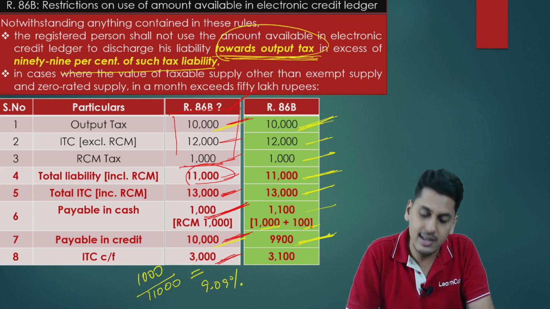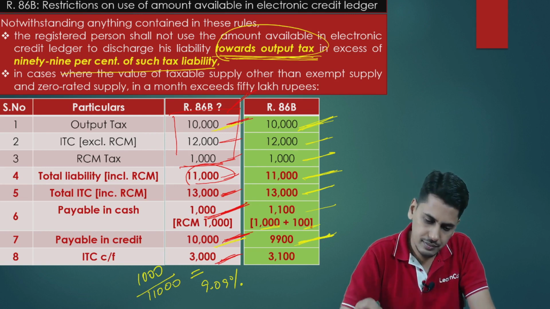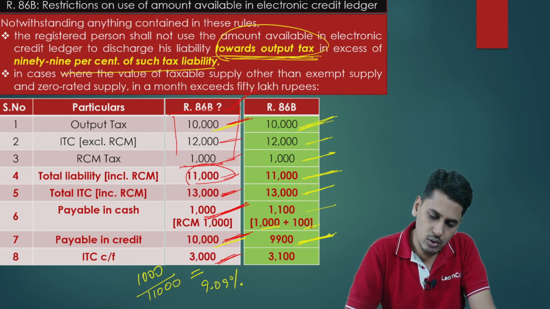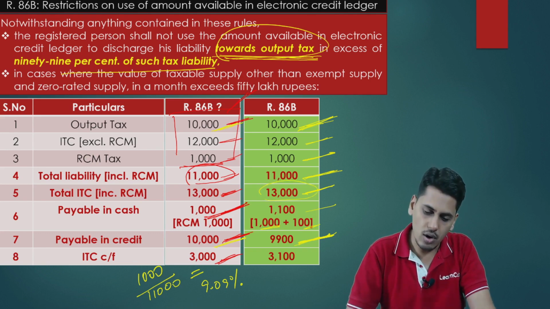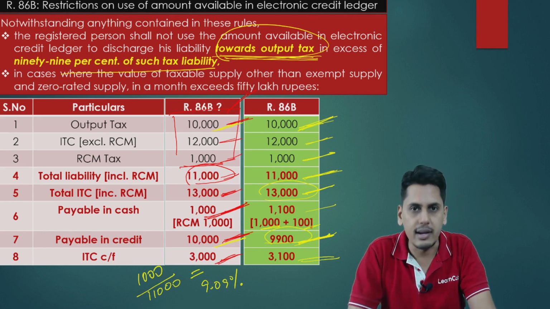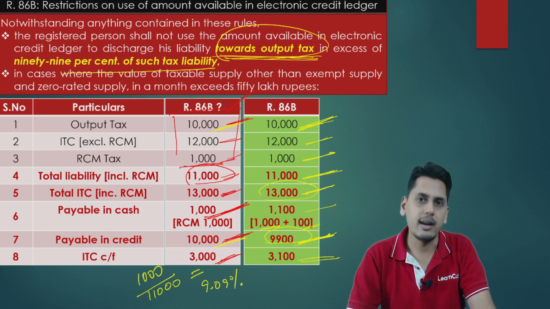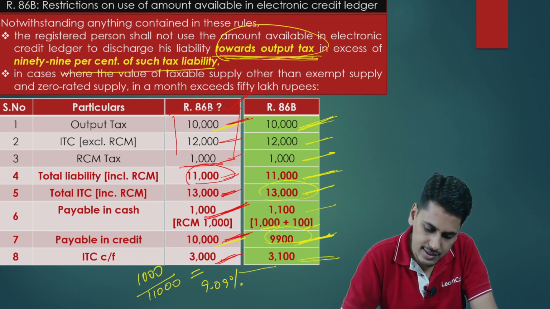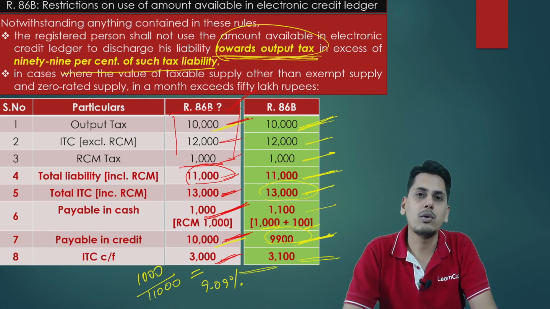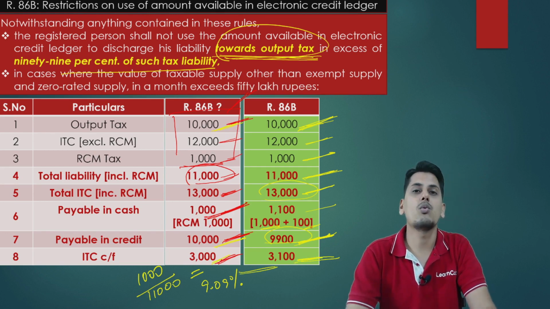After I utilize this credit of 9,900, what remains in my electronic credit ledger? So in the electronic credit ledger, total ITC available is 13,000, already utilized 9,900. Carry forward ITC is 3,100. Now please look at the difference. ITC carry forward, here it was 3,000, here it is 3,100.